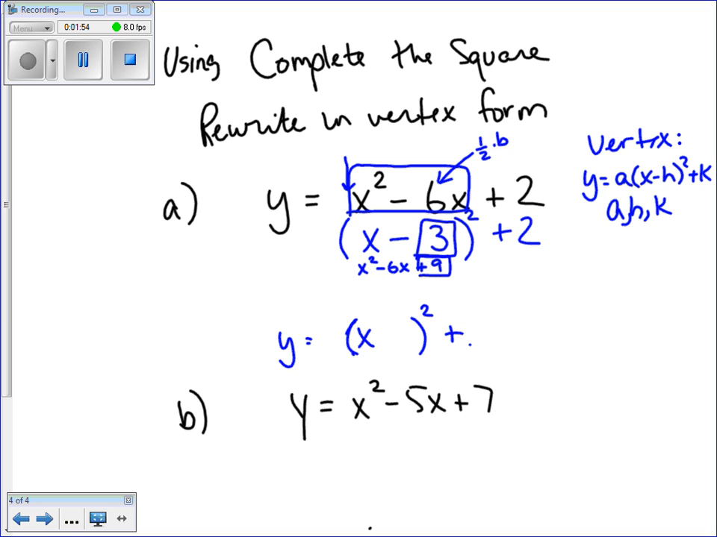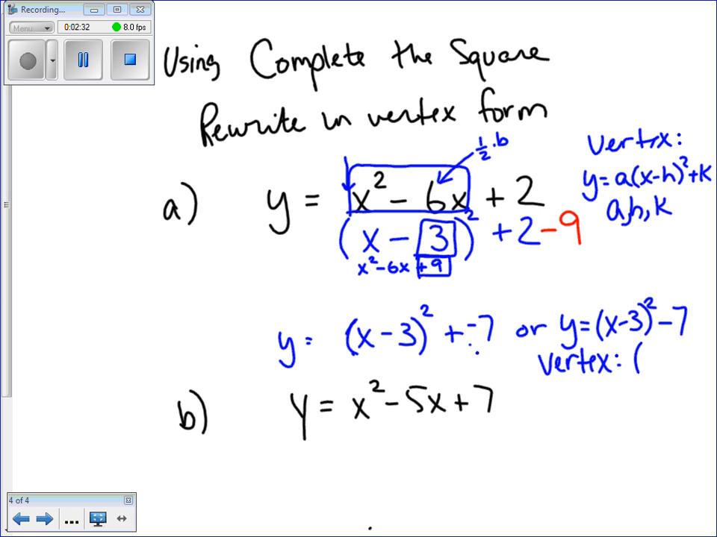So now I have this plus 9 in here that I don't need. So I can get rid of that plus 9 by just minusing 9 off the end here. So now if I were to solve this x minus 3 squared plus 2 minus 9, I'd be right back to x squared minus 6x plus 2. So my answer, x minus 3 squared plus negative 7, or we could write y equals x minus 3 squared minus 7. The vertex then we can see is at 3, negative 7.